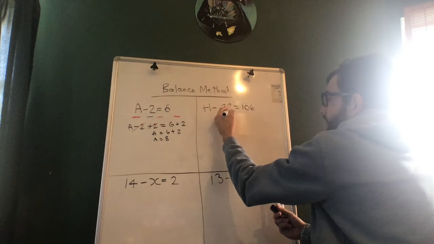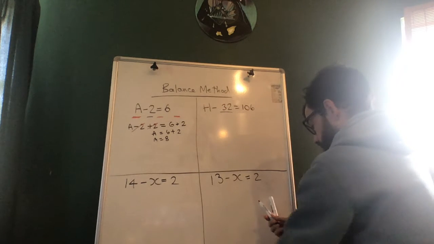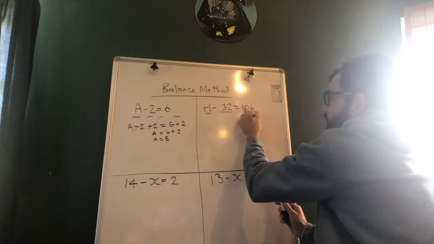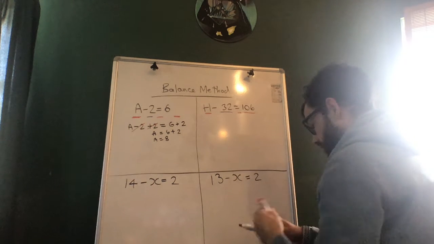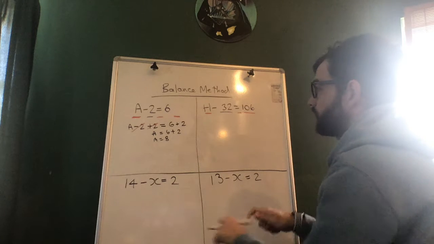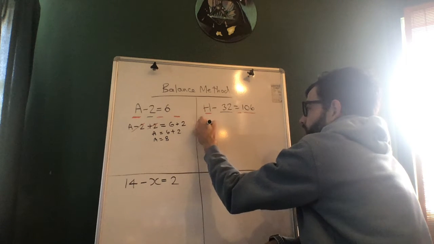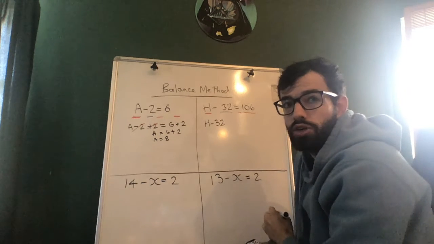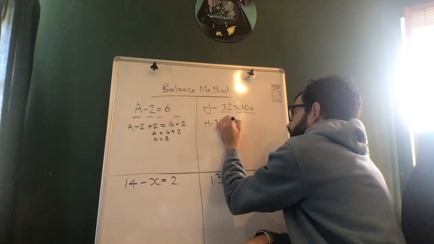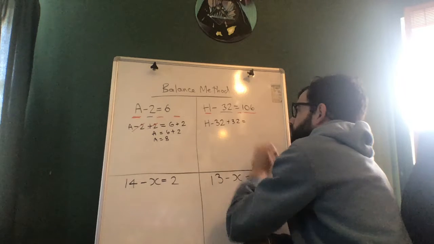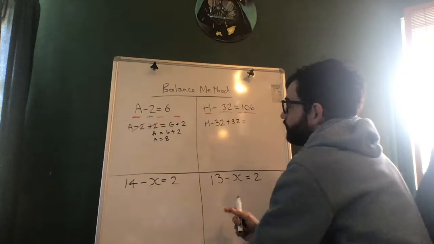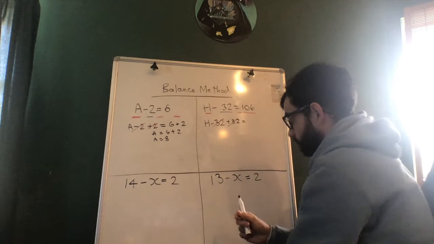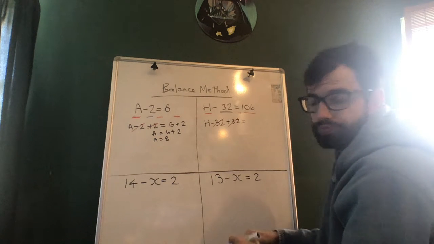Okay, we want to get rid of this. Okay, and we want to keep this, this, and this. Okay, so let's have a go at it. So h minus 32. What is the opposite of minus 32? It's plus 32. Equals, so important to remember, these two cancel each other out. So left with just h.